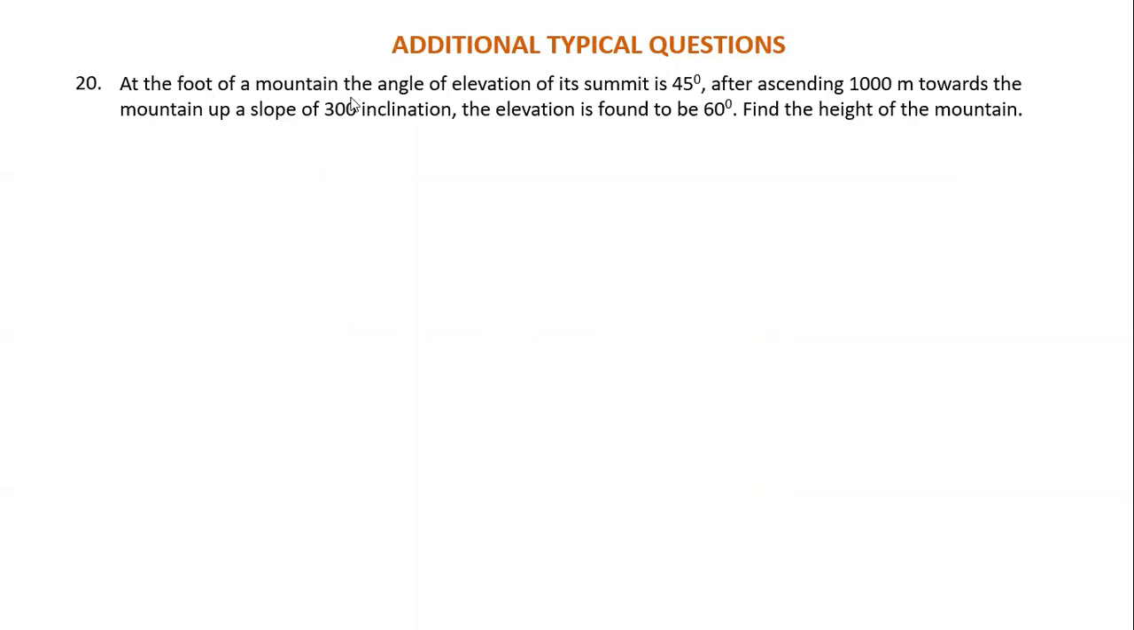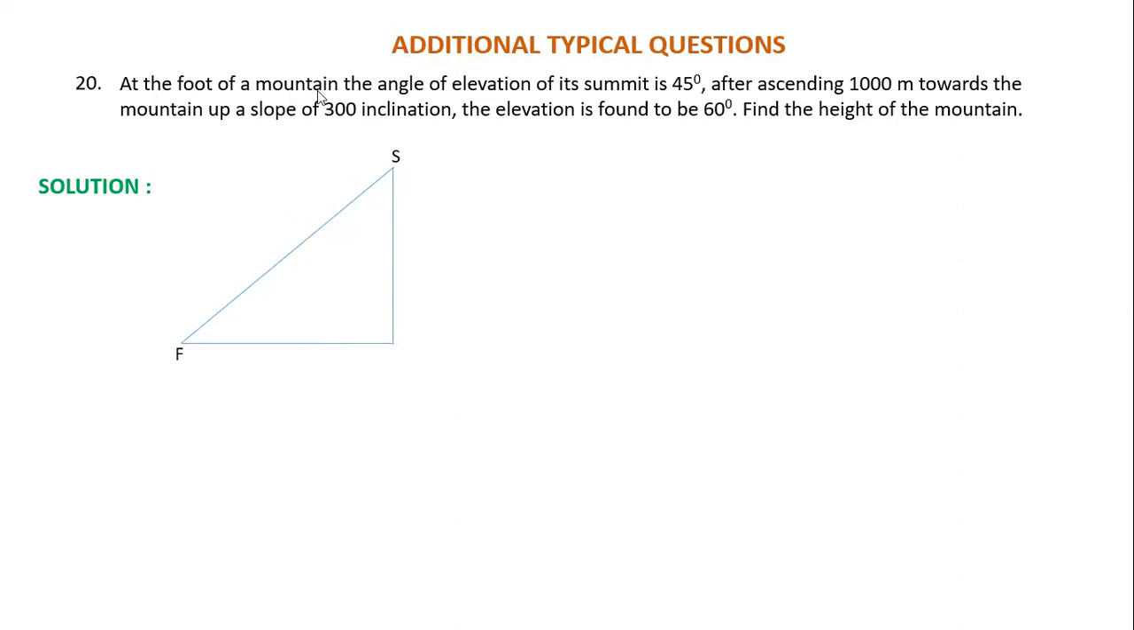At the foot of a mountain, the angle of elevation of the summit is 45 degrees. After ascending 1000 meters towards the mountain up a slope of 30 degrees inclination, the elevation is found to be 60 degrees. This is 30 degrees, sorry, this is a mistake. Find the height of the mountain. This is the ground level. This is the summit here. Now he looks at the top of the summit.